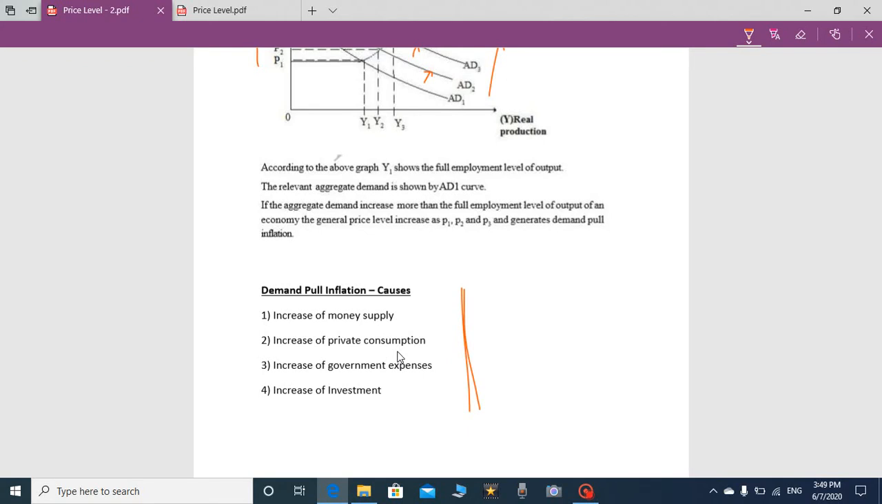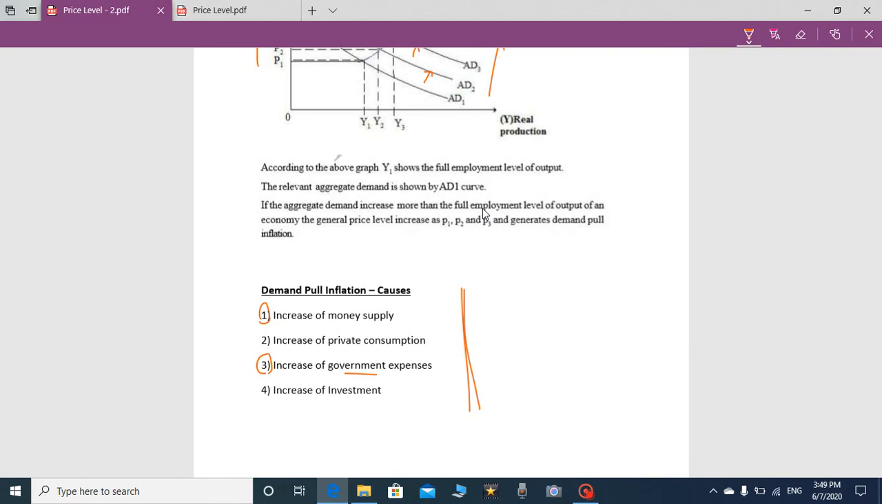Fourth one is increase of investment. From these 4 causes, the most important one is what? Increase of money. Normally, government increase their expenses. When government increase their expenses, it will cause to increase the aggregate demand of the economy.